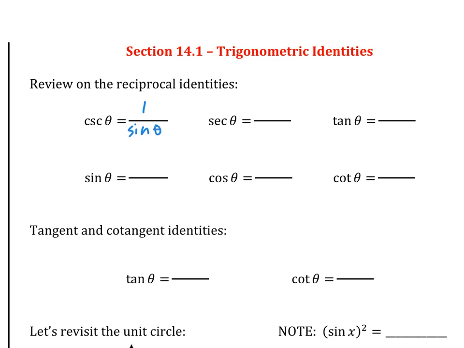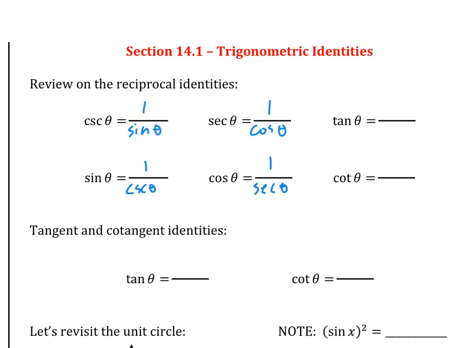Secant, which is SEC, is 1 over cosine. Let's skip tangent for now. Sine, in another way, is 1 over cosecant, right? Because these are reciprocals of each other, so this must also be true. Cosine is therefore 1 over secant.